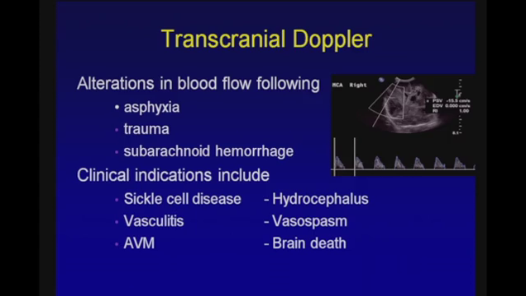Alterations in blood flow occur following asphyxia, trauma, and subarachnoid hemorrhage, and there are many clinical indications including sickle cell disease, vasculitis, hydrocephalus, vasospasm, AV malformations, and brain death.